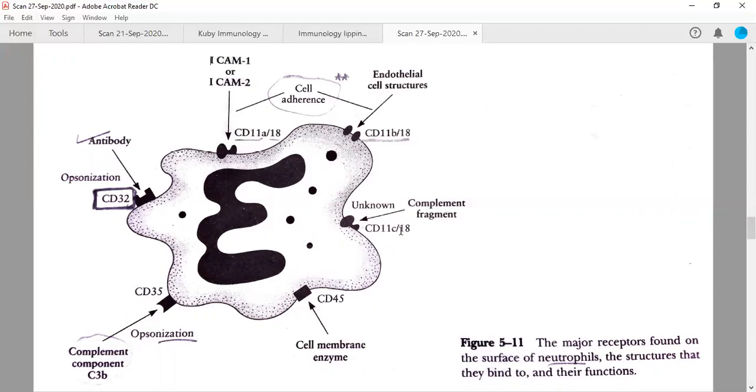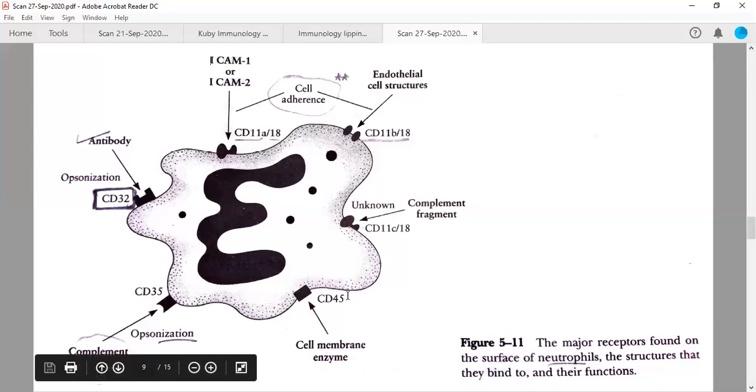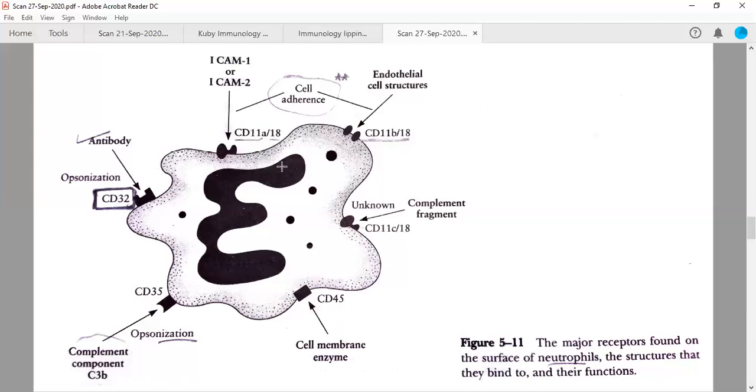Now, there are other molecules, receptors, for example, CD11C and CD18, which will bind with some complement fragments, but it is unknown. We do not know which type of molecule will bind with these receptors. Not very clear. Then there is CD45. Some cell membrane enzyme will bind with these receptors, CD45. So these are not very significant, right?